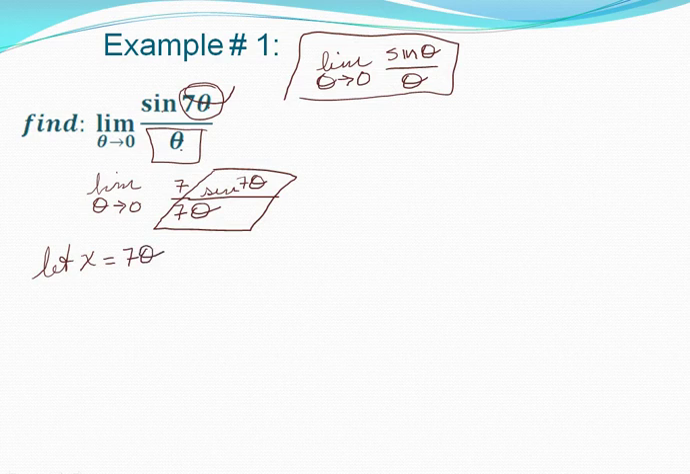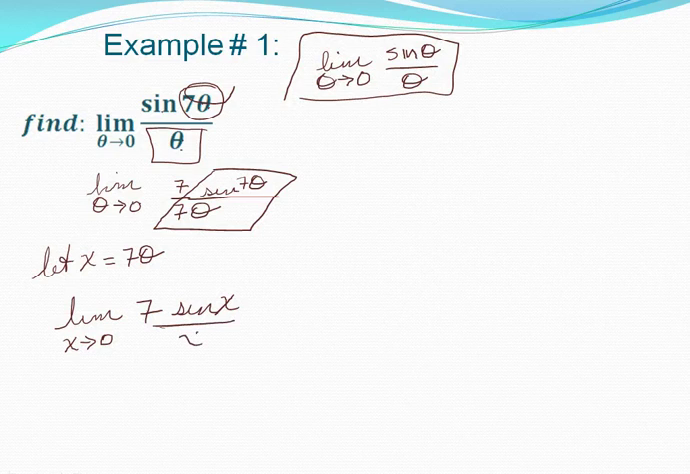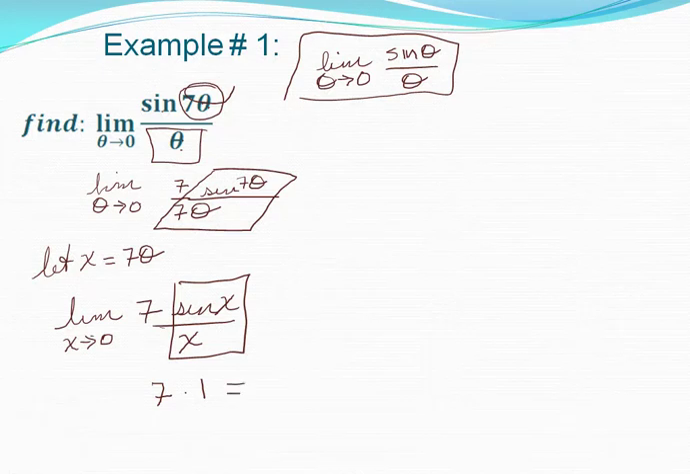I'm going to replace my 7 thetas with x, and I'm going to take the limit as x goes to 0. I have that 7 out front, and then I have sine of 7 theta, which I'm replacing with x, over 7 theta, which I'm replacing with x. This portion right here, we know, is equal to 1. The limit of a constant is that constant, and the limit of two products is the product of the two limits. So we get the limit of 7 theta over theta as theta goes to 0 is equal to 7.